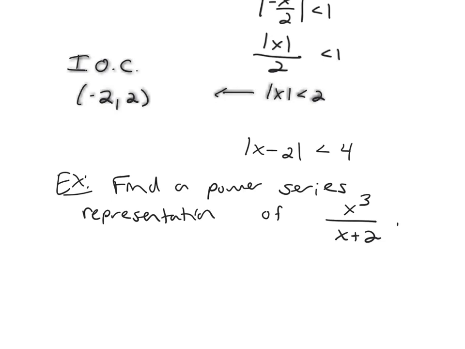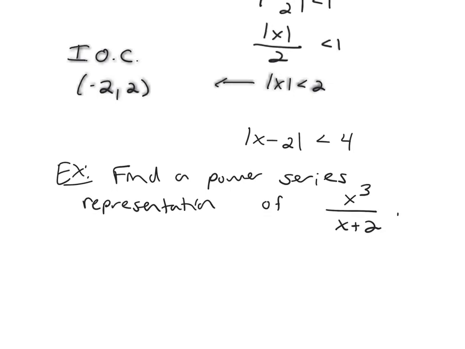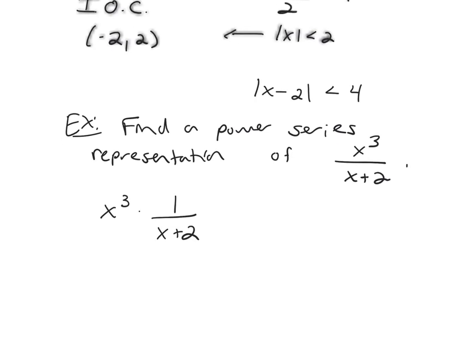And so what I can do is pull that x cubed out in front, and find just the power series of 1 over x plus 2, write that, and then multiply it by x cubed. Because all that's going to do is shift all my powers up by 3. I still am left with polynomial terms, which is what I need for a power series.